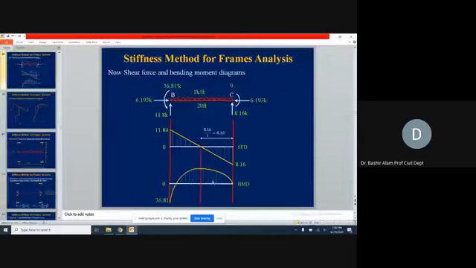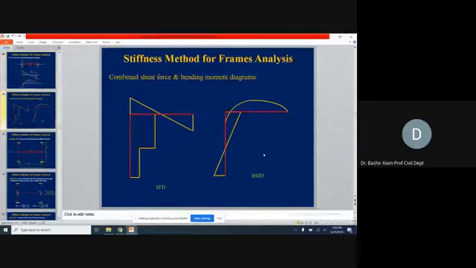So now we can draw the shear force and bending moment diagram. When we have the externally applied load and the member end actions, we can draw the bending moment diagram. So this is the bending moment diagram. And after this, we draw the combined shear force and bending moment diagram.